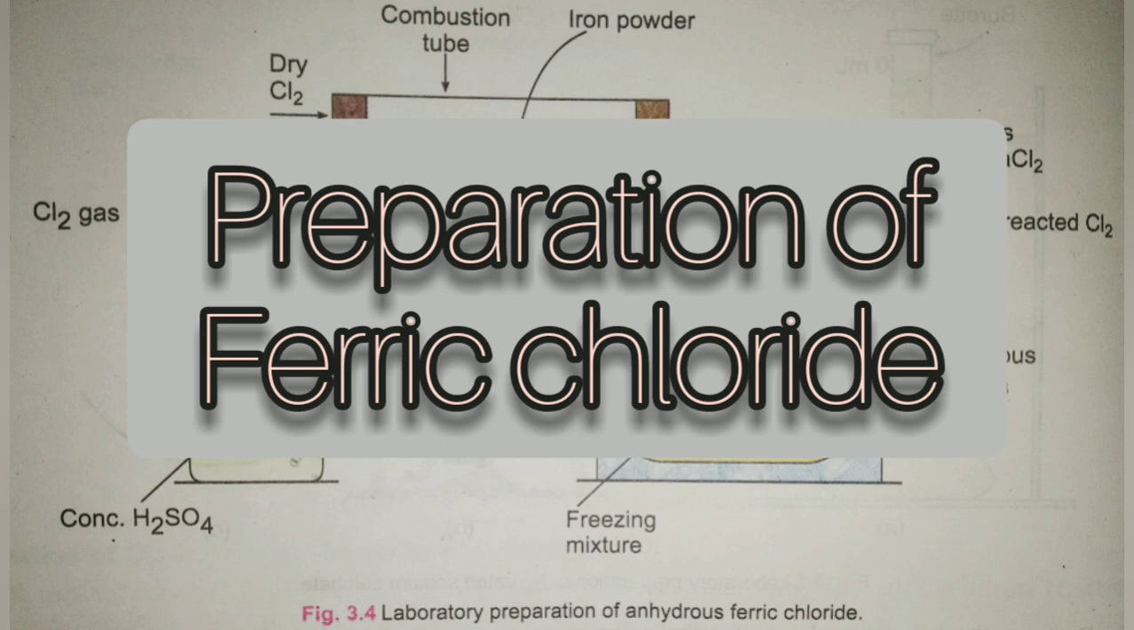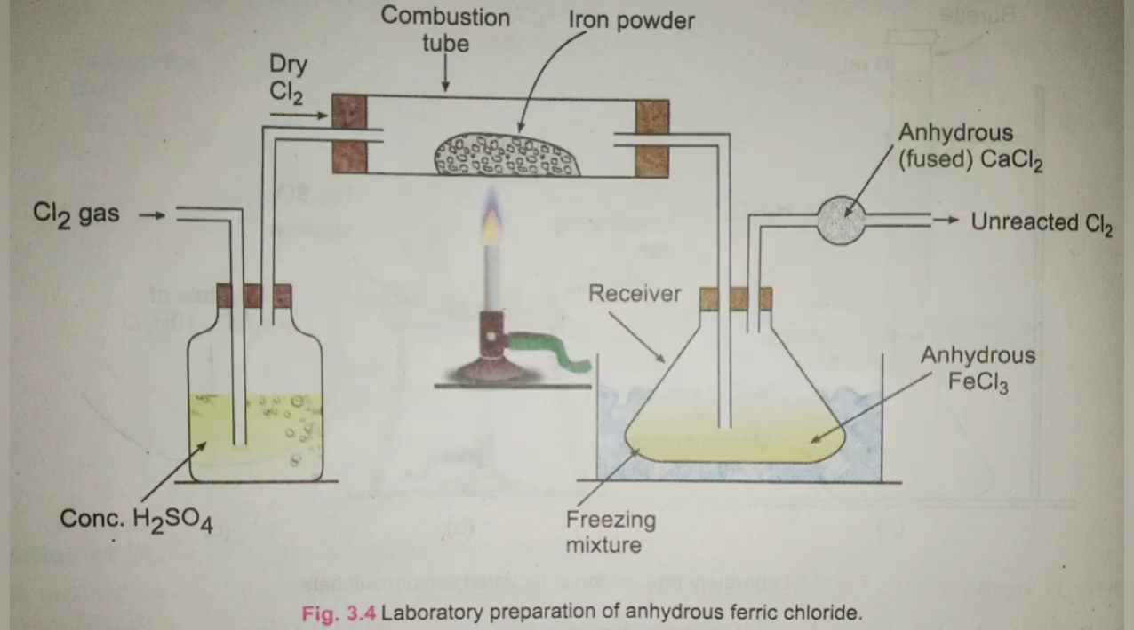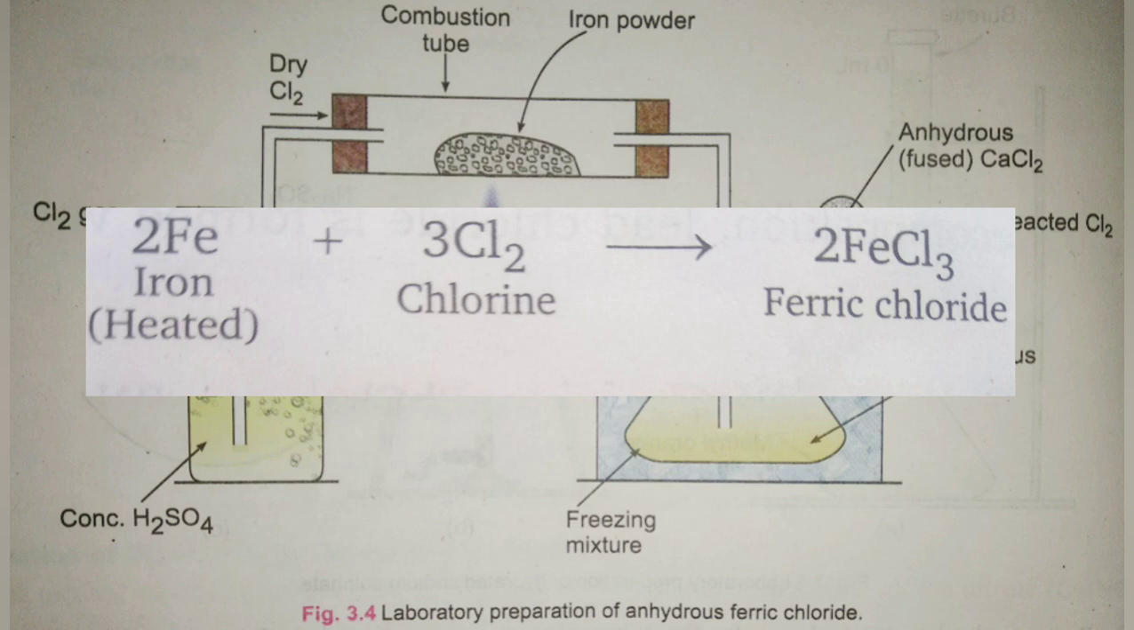As you can see in the diagram, ferric chloride is prepared by a direct combination reaction where iron and chlorine react to form FeCl3. The process starts by passing chlorine gas through concentrated H2SO4. The purpose is to dry the chlorine gas. The dry chlorine gas is then passed to a combustion tube where iron is kept in the form of powder, and the combustion tube is heated, where the reaction takes place between iron and chlorine and ferric chloride is formed.